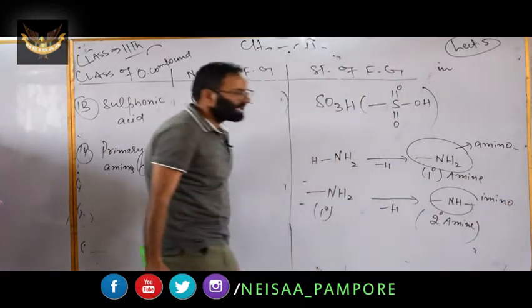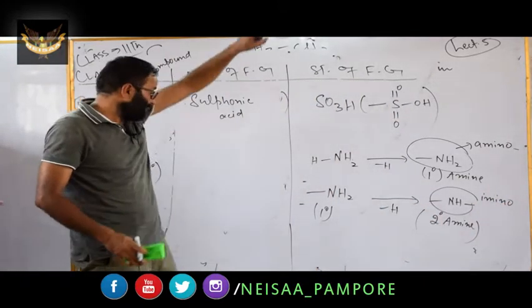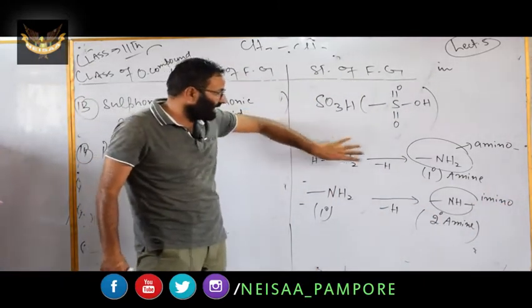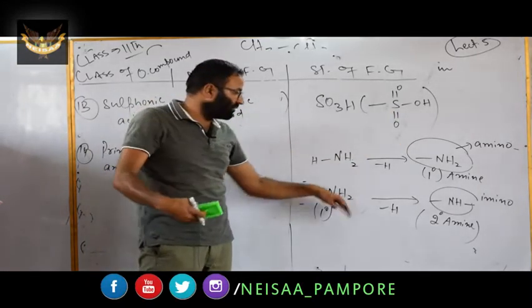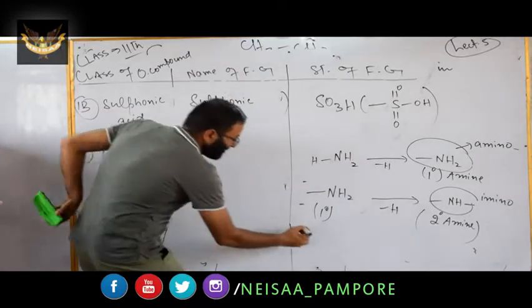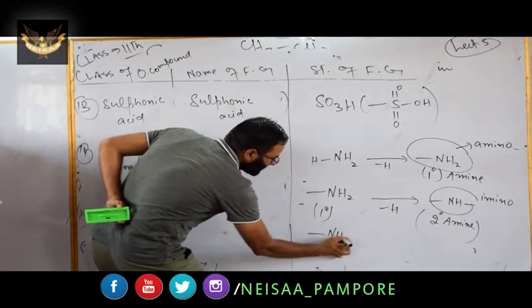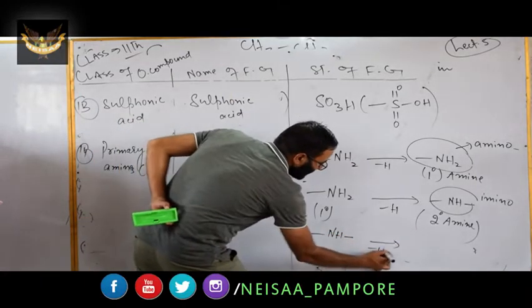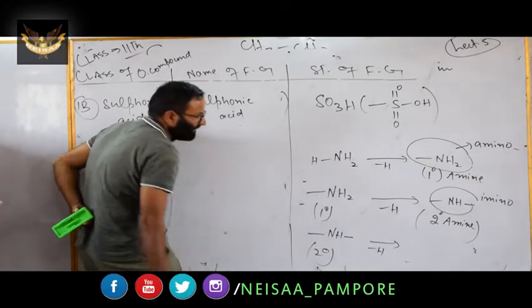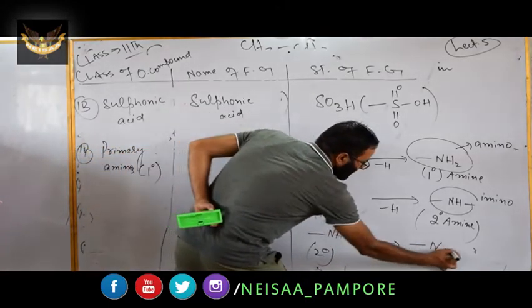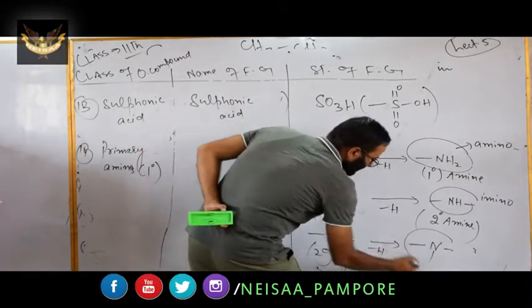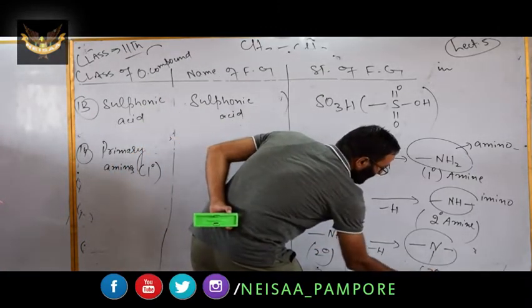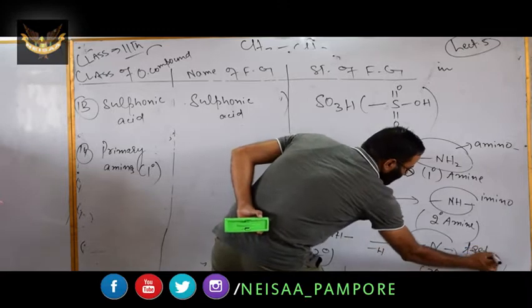It means that if you remove one hydrogen from ammonia, you get 1 degree amine. If you remove one more hydrogen, you get the secondary amine. If you remove the third hydrogen also from the secondary amine, you will have simple N. This N represents the 3 degree amine and it is named tertiary nitrogen.